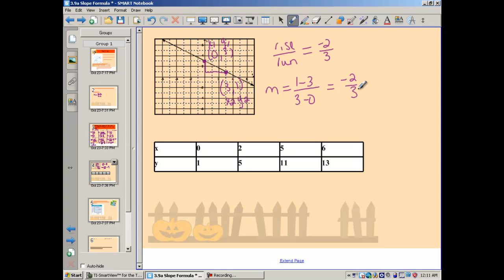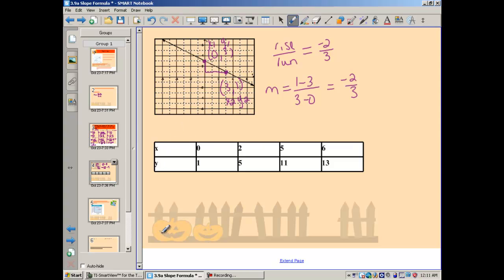Slope is the same. It should be, because it's the same line. It's just 2 different ways to find it. If you want to use the rise over the run, go for it. It'll get you the right answer. You can also use the formula. That will get you to the right answer too. Just depends on how you feel, what you want to do, what you like best.